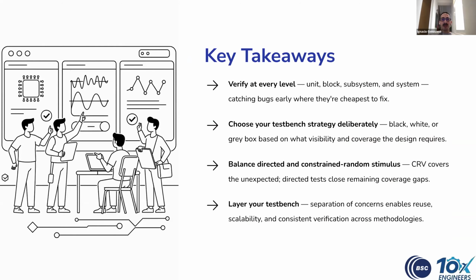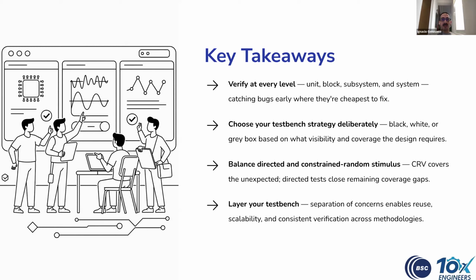So summarizing this part, what should we do? We should verify at every level, thinking about where to apply each level of verification. And keep in mind that catching bugs earlier is the cheapest. We should choose our test bench strategy deliberately, whether we have to apply a black, white, or gray box strategy, based on the visibility and the coverage needs.